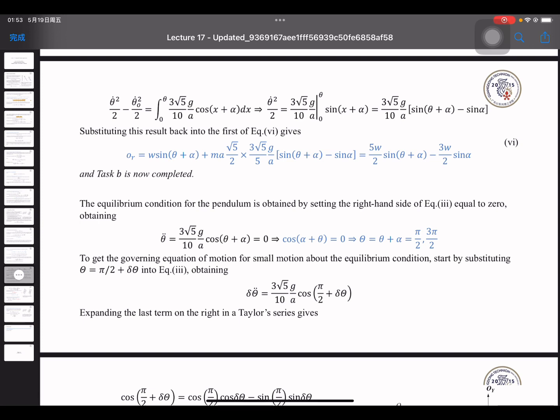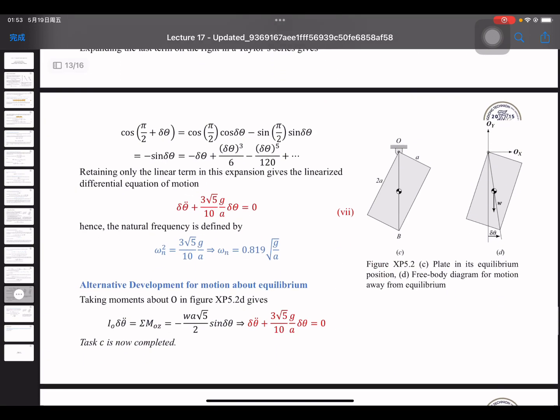The equilibrium condition for the pendulum is obtained by setting the right-hand side of the equation equal to 0, obtaining theta double dot equals 3 square root 5 over 10 g over a cosine of theta plus alpha equal to 0. To get the governing equation of motion for small motion about the equilibrium condition, start by substituting theta equal to pi over 2 plus sigma. So we can obtain the small theta, expanding the last term on the right in a Taylor series, which gives such an equation. Retaining only the linear term in this expansion gives the linearized differential equation of motion.